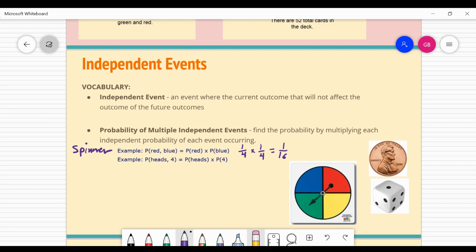And convert that to decimal, 0.06. Okay.